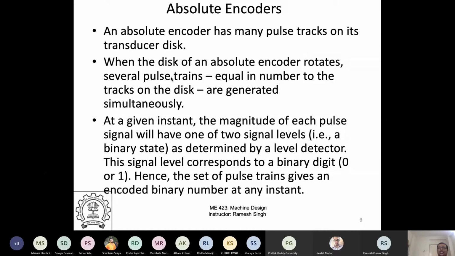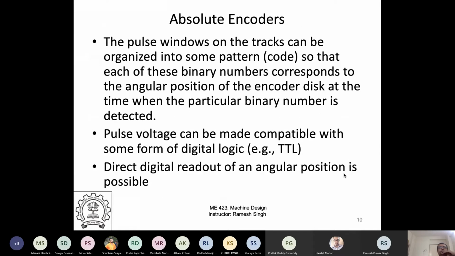At any instant, the magnitude of each pulse signal will have one signal level. That is a binary state. You have a level detector, so you'll get 0 and 1. So you'll get a combination of 0 and 1 for every track, right? For every track, there will be either 0 or 1. And you can know where exactly you are at a given location.